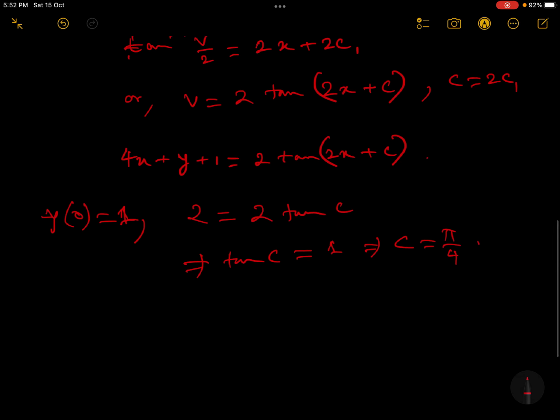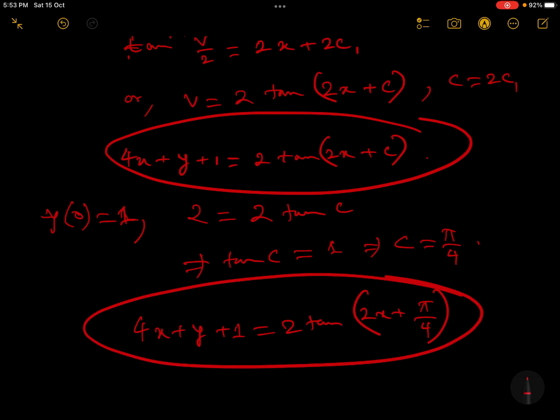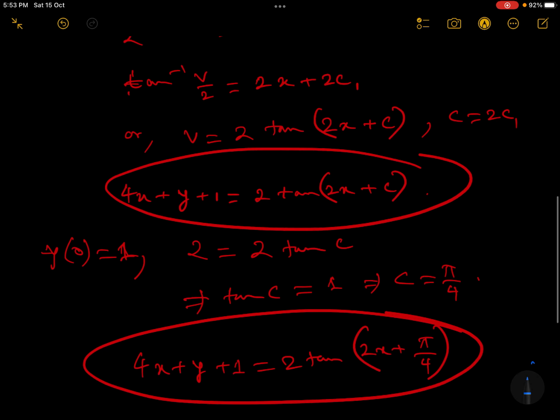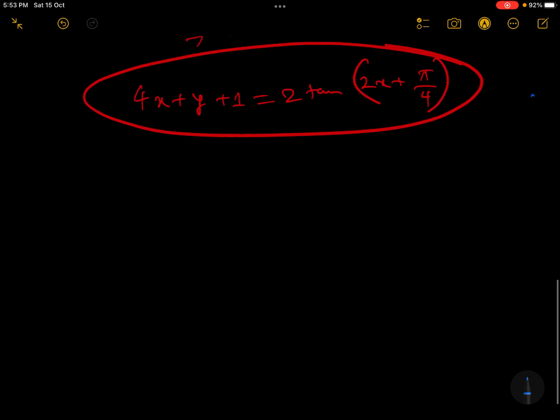We'll substitute everything in the first equation. 4x plus y plus 1 equal to 2 tan of 2x plus pi by 4. So this is the answer. Giving a particular value to the constant, this is the particular solution. This is the general equation. Okay, let's do the next question.